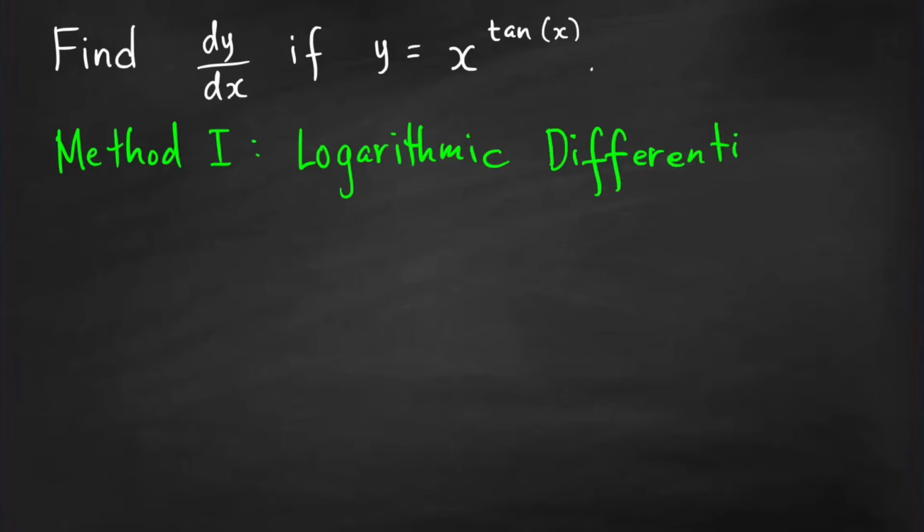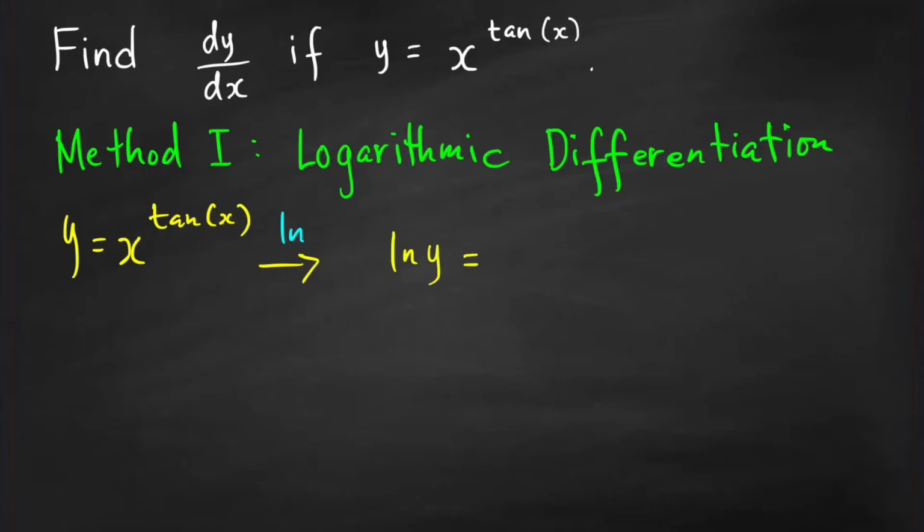Here we're going to take the logarithm of both sides, and then we do implicit differentiation and then solve for y prime. So if we have y equal to x raised to tangent of x, then if we take the natural logarithm of both sides, we get ln of y equal to ln of x raised to tangent x. And then using a property of ln, we can bring down the power, so we can write this as tangent of x ln of x.